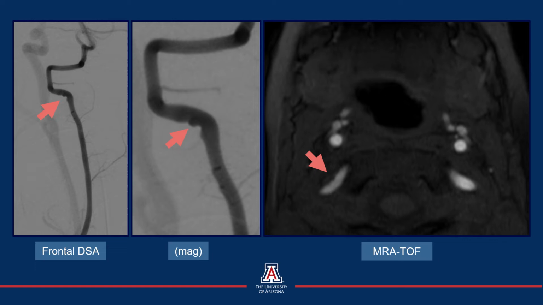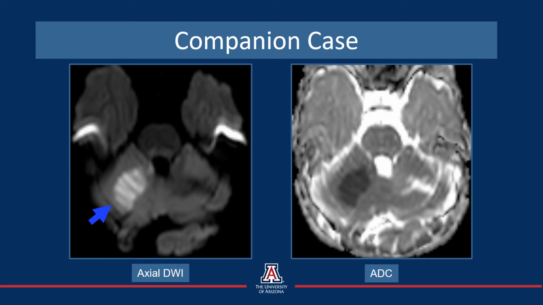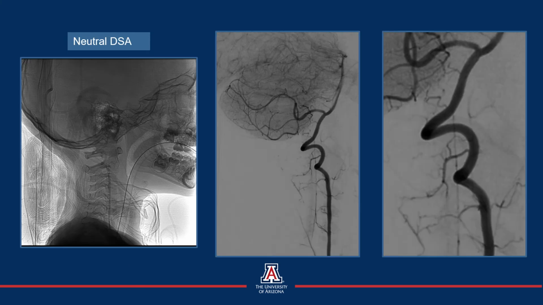Frontal DSA image during a right vertebral artery injection demonstrates irregularity of the distal cervical right vertebral artery. The same finding is also seen on MRA time of flight image. This companion case demonstrates an additional example of Bow-Hunter syndrome. Axial DWI and ADC images demonstrate an acute infarct within the right cerebellum.